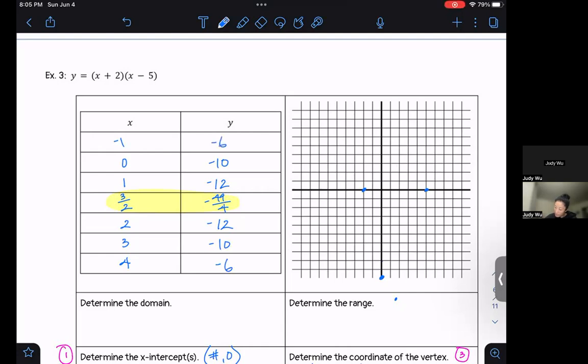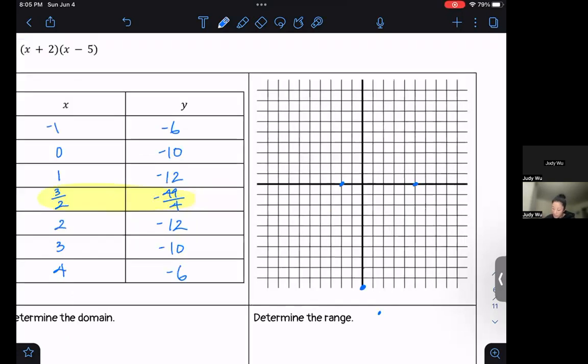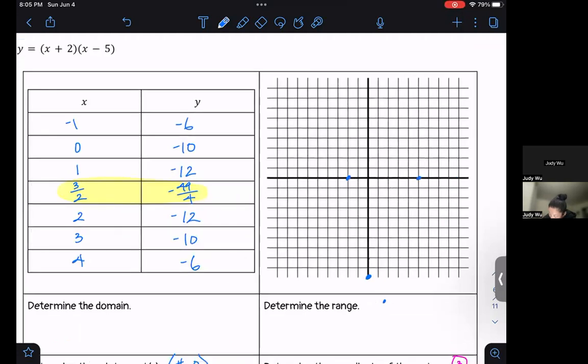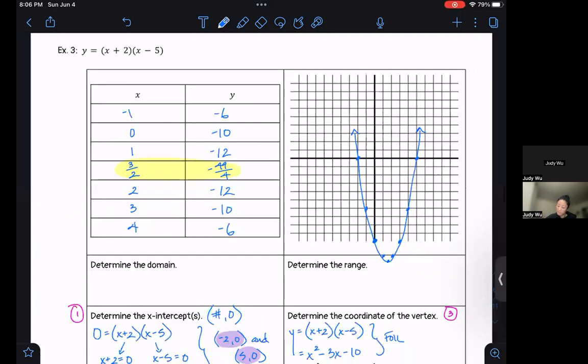And negative 6. All right, let's plot these points, see what we get. Negative 1, 1, 2, 3, 4, 5, 6. There's actually a negative 12 somewhere here. Negative 12. And then at 3, I'm at negative 10 again. And at 4, I'm at negative 6. So off the grid a little bit, but we've got our parabola right here.